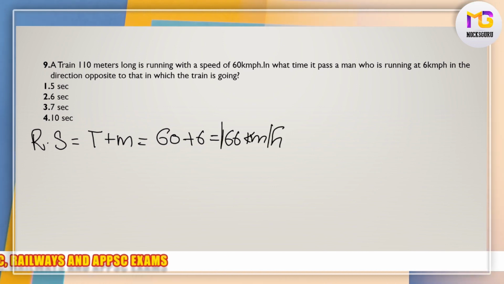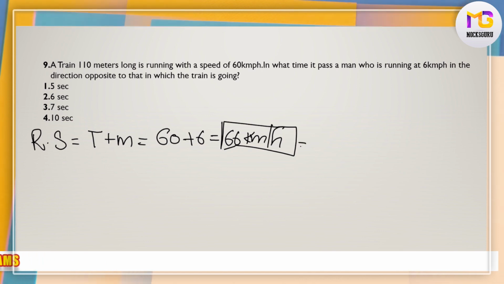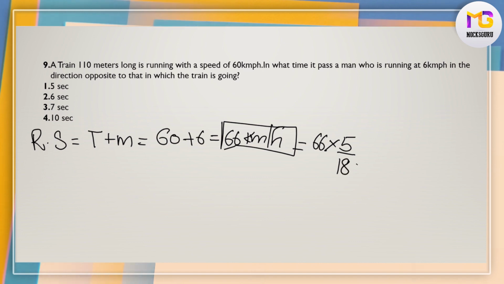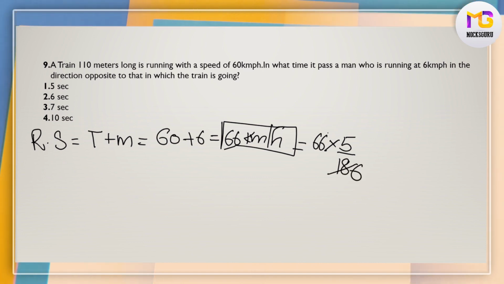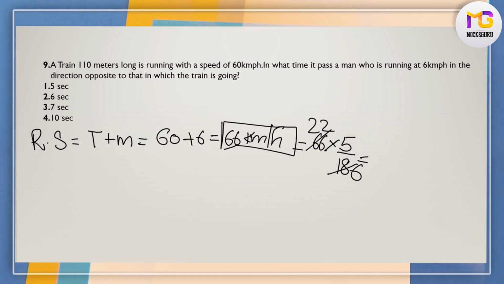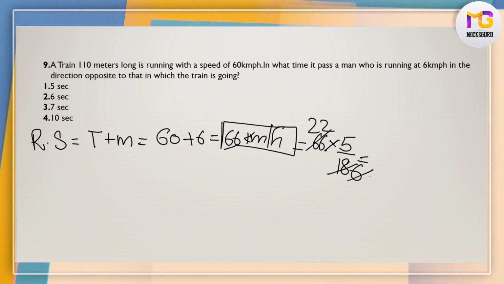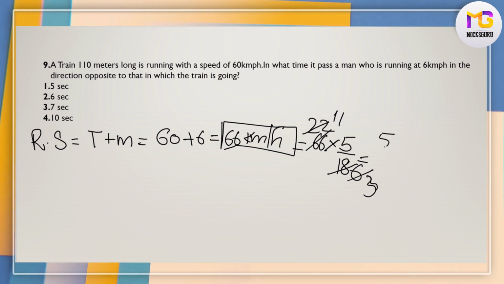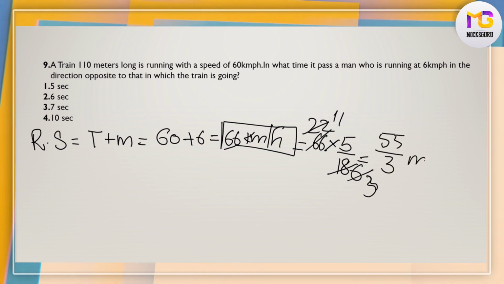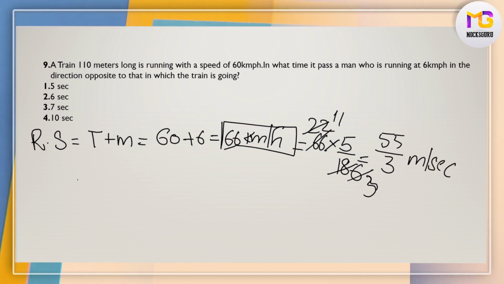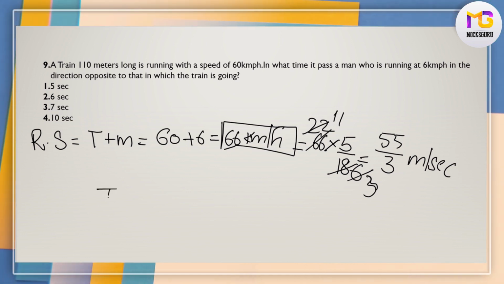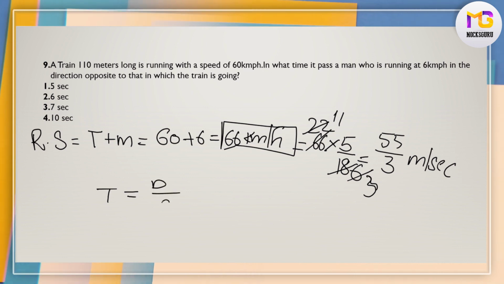First we have to change this into meters per second. So 66 into 5 by 18, times 11 times. So the answer is 55 by 3 meters per second. So here we have to find in what time it passes the man. So we have to find the time. Time is equal to distance by speed.